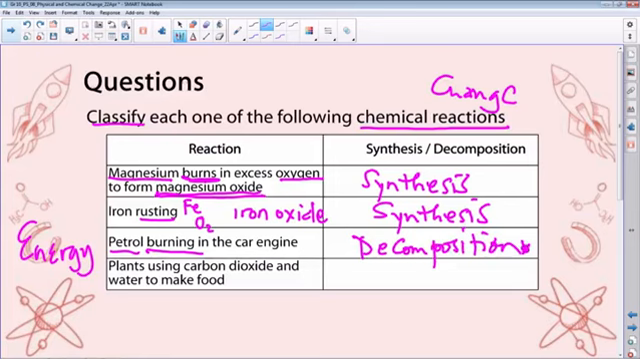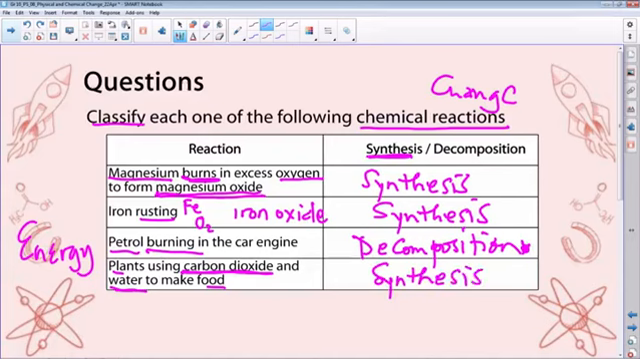Now, plants using carbon dioxide and water to make food in the presence of sunlight, so this is photosynthesis. As you recall, this carbon dioxide is used by green plants, along with water, these simple substances. So this is photosynthesis, hence it falls under a synthesis type of reaction.